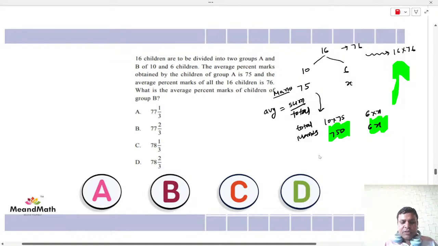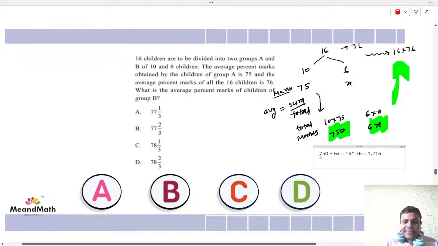Group A's total marks is 750. Group B's marks is 6x. That should be equal to 16 into 76. This is equal to 1216.